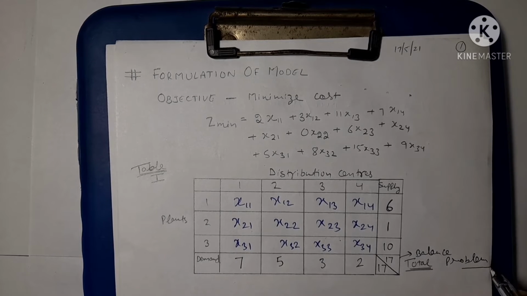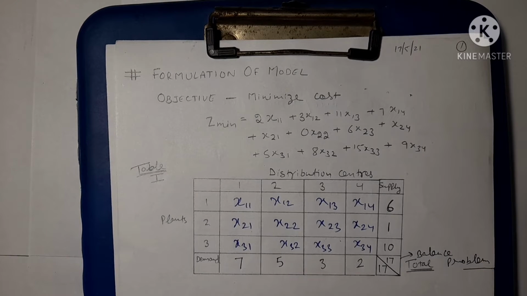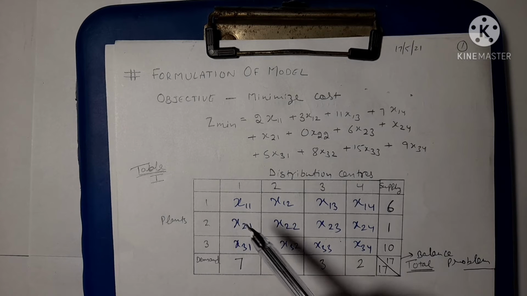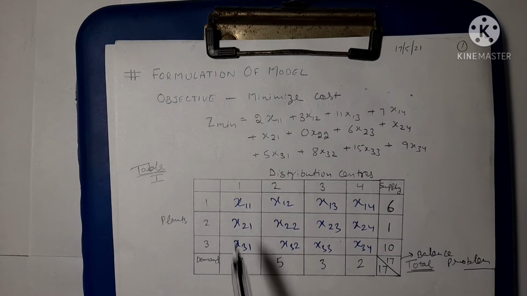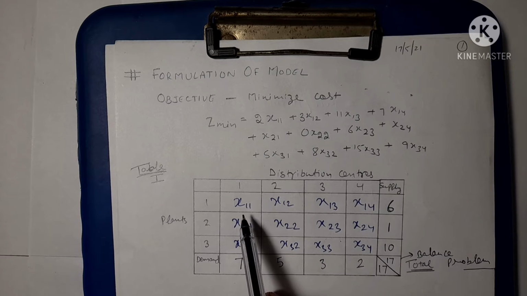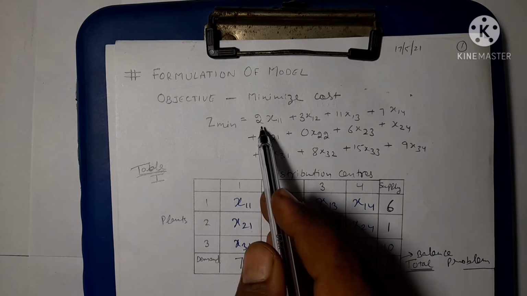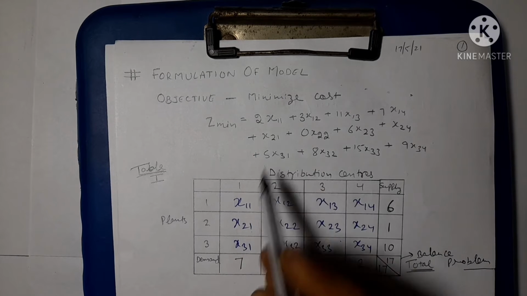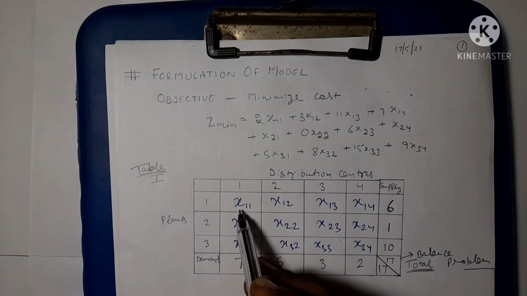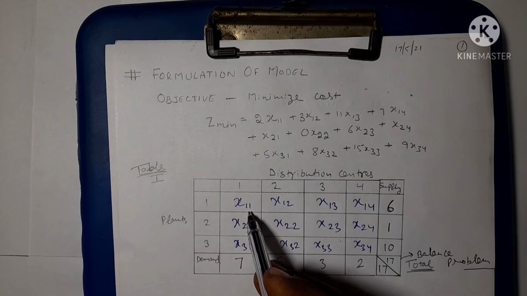If it is not a balanced one, then we will elaborate in the next lecture how we can balance the problem. Likewise, the cost is given for these points. That cost is multiplied by this quantity, 2x11. This is the cost, and multiplying it by the quantity gives the actual cost.